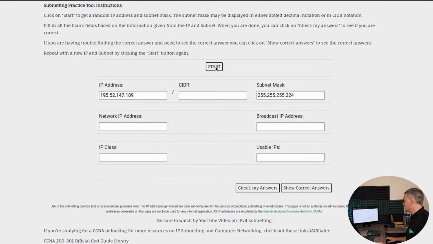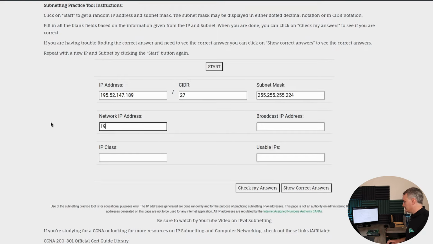Okay, we do this again. All right, now we're going to get a class C IP address. And we have a subnet mask of 255.255.255.224. Okay, so the CIDR for this, if we start off at 255.255.255.0, that would be a /24. So 128 would bring us to a /25. /26 would be 192, so this is going to be a /27 with 224.